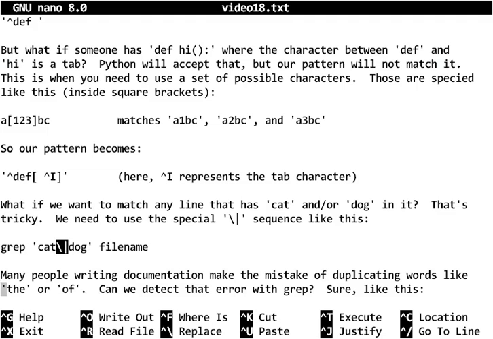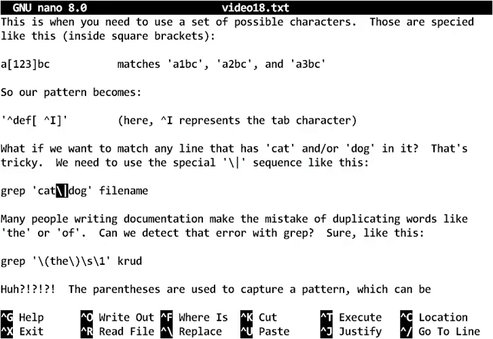When would you use this sort of OR sequence? Well, many people writing documentation make the mistake of duplicating words like "the" or "of", and they don't notice it because proofreading your own document is difficult. It turns out we can use the pattern grouping, the parentheses, as shown here.